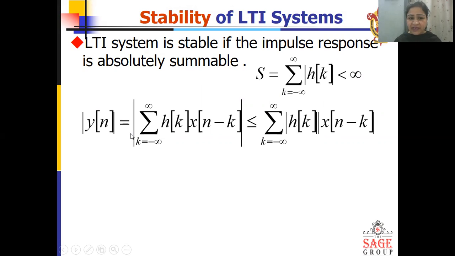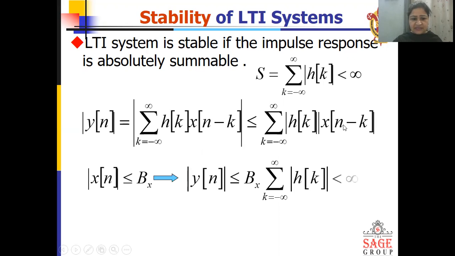Now we know yn is given as summation k equal to minus infinity to infinity hk xn minus k. Why have I written h first and then x? Because we know convolution is commutative. I can write it as xk hn minus k, or I can write it as hk xn minus k. Now I'll take the absolute value, which will be less than or equal to, using this inequality, the summation of the absolute value of hk xn minus k.